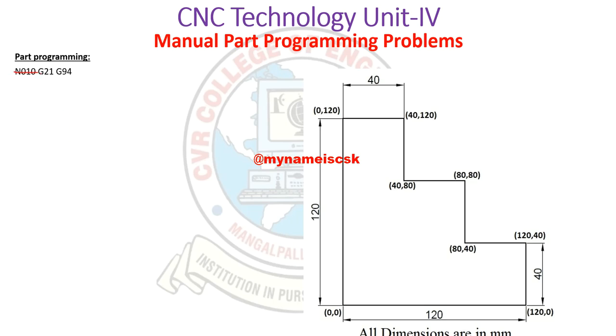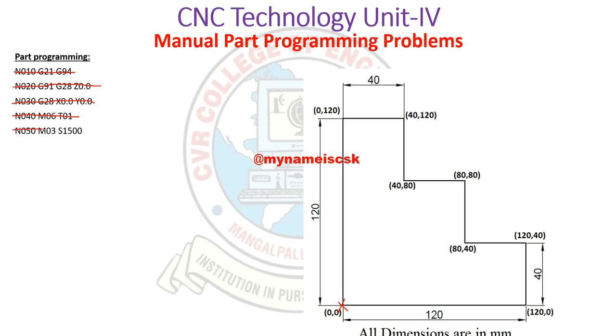So N01, G21 and G94 we will write. Next is the home position: G91 incremental position, G28 and Z0. This is what we call the home position, and then it will come to X0 Y0. It will come to this point. Then we are changing the tool. Already we have Z at a certain height. Then M06 tool change to tool number 1. Initially we assume that it has a different tool number and we are changing the tool number.